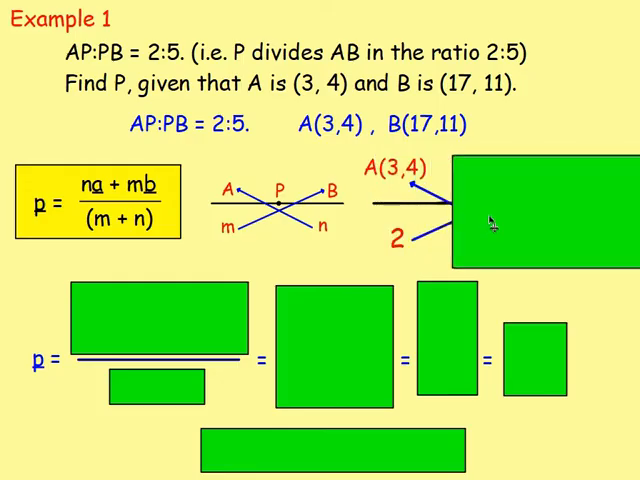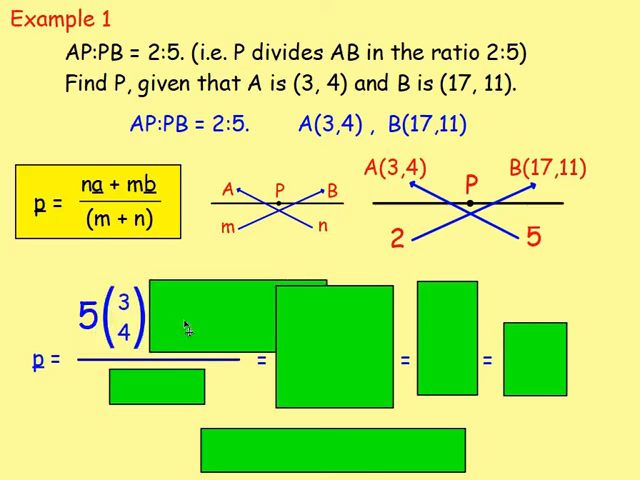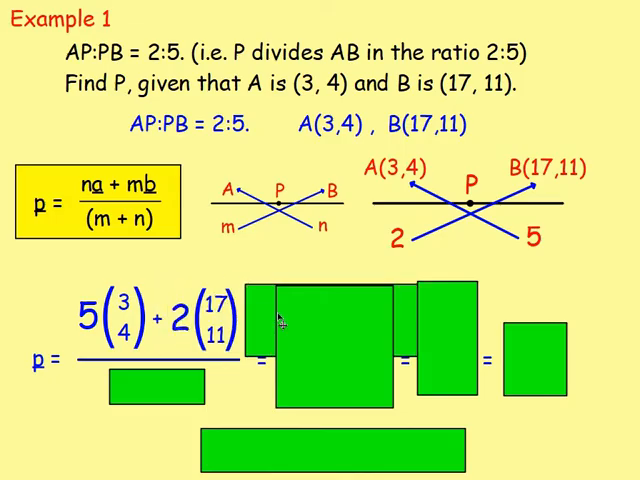If you think about the different points, we know point A, we know point B, and we know the ratio it divides it in is 2 to 5. So we've got a 2 and a 5. If we take that, we can say that position vector P will equal, well, you're really cross-multiplying over here. You're doing the 5 times A and then the 2 times B. So we do 5 times position vector A, which is (3, 4), and then we're going to add on 2 times (17, 11). And we're going to divide that by m plus n. So you're taking the two numbers in the ratio and adding them together, so it'll be the 2 plus the 5.